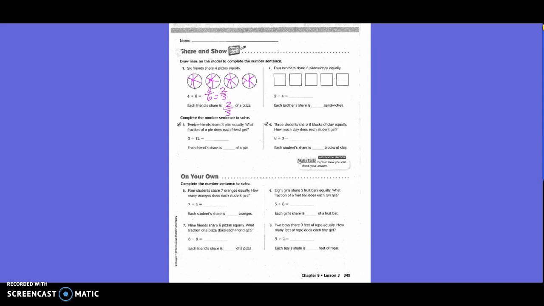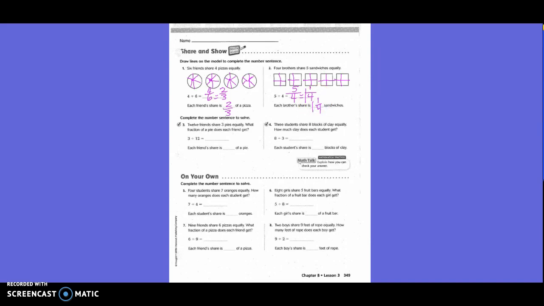Okay. So 4 brothers share 5 sandwiches equally. How many pieces do we need to break each one of those into? 4. Now, what's going to be my numerator in this case? My dividend, right? What's going to be my denominator? My divisor, right? And then how many times does 4 go into 5? Once, and then what's left over? 1/4. Each brother will share 1 and 1/4 of the sandwiches.